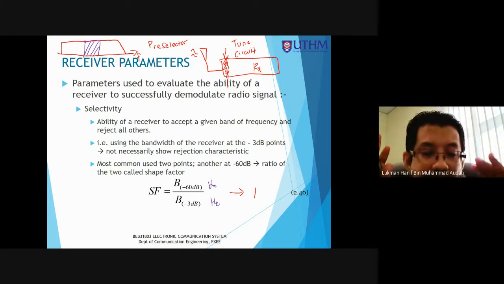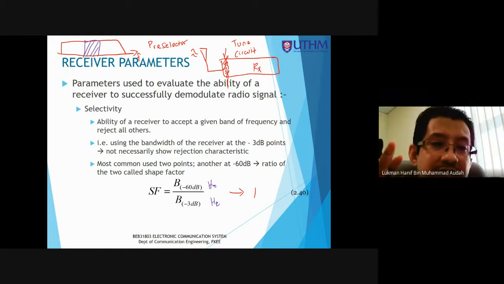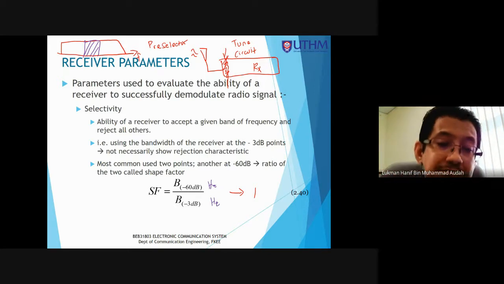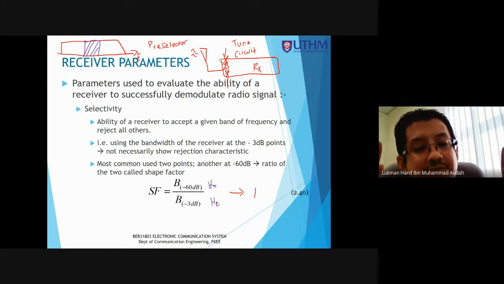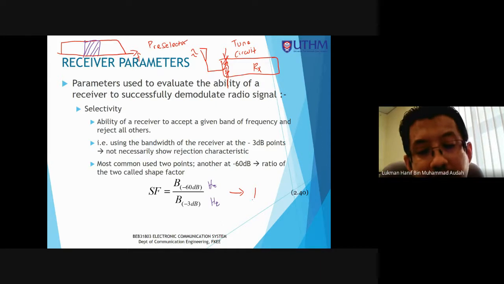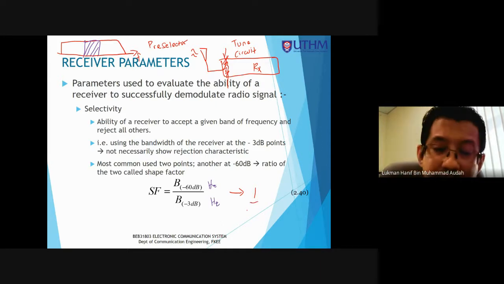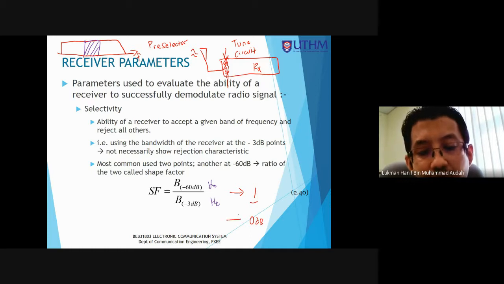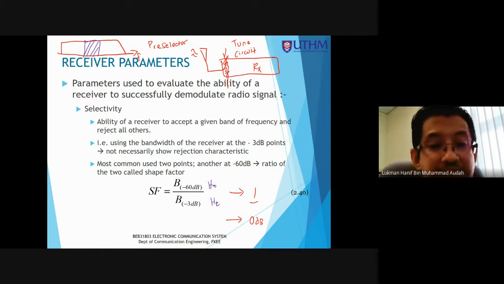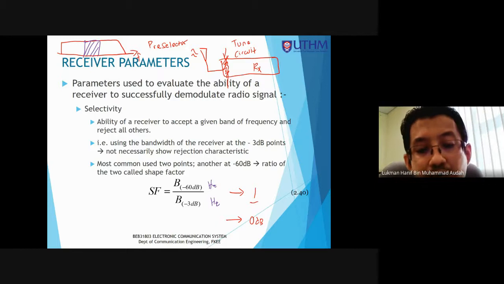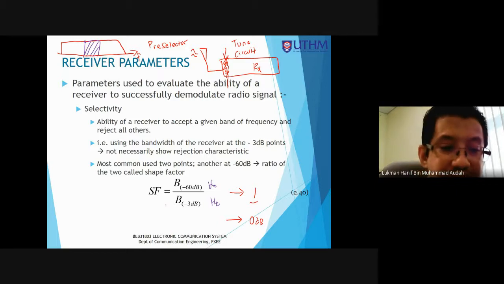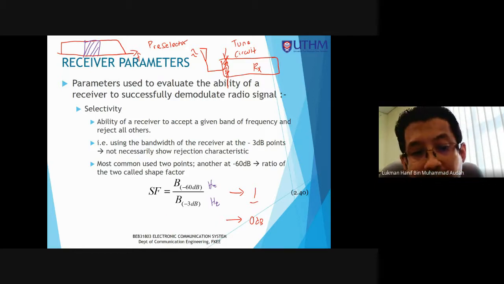Ideal case. So that means we want the shift factor to be as minimum as possible. That's the best. Okay, yang terbaik adalah menuju 1. Dan kalau nilainya 1, maka dalam decibel dia jadi 0 dB. Okay, that means we want it to be as close as 0 dB. Okay, dia menuju kepada 0 dB untuk nilai shift factor. Okay, so this is about the first selectivity parameter.